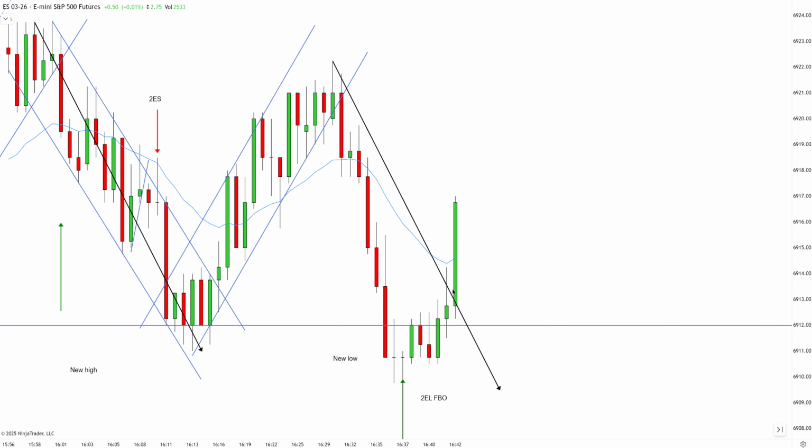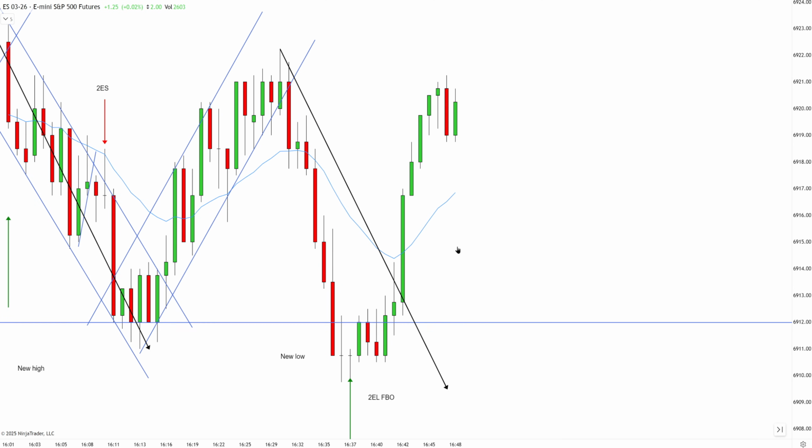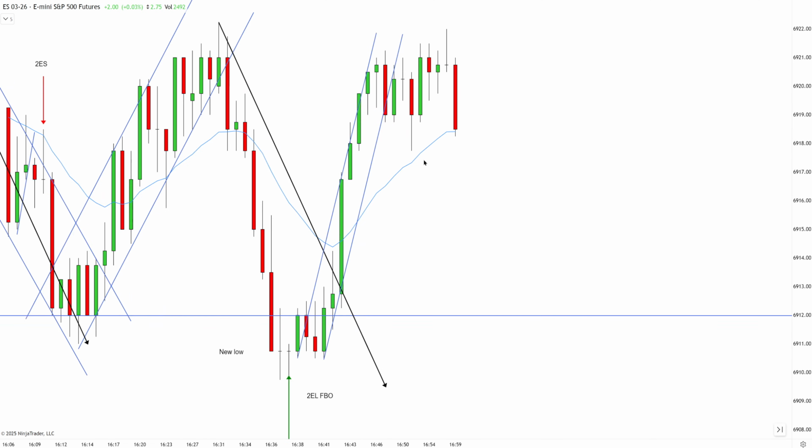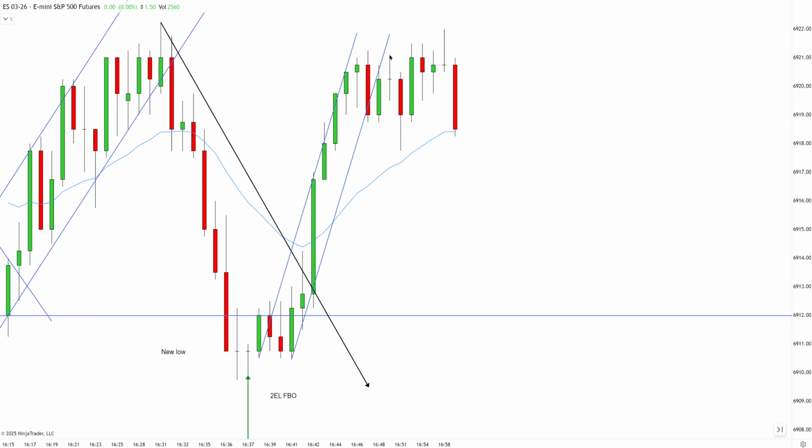First entry short, pull back. I'm looking for second entry short failure. That didn't happen. I'm going to draw. Initially, I drew an uptrend like this because it's a range. I was looking for a second entry long at the EMA. You have a new high, first entry long, second entry long.